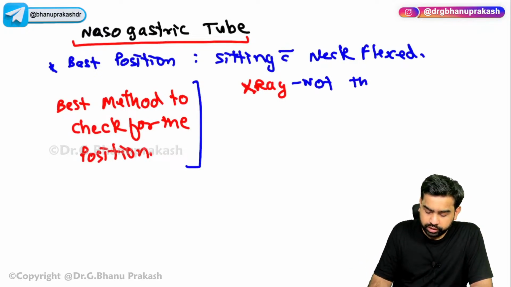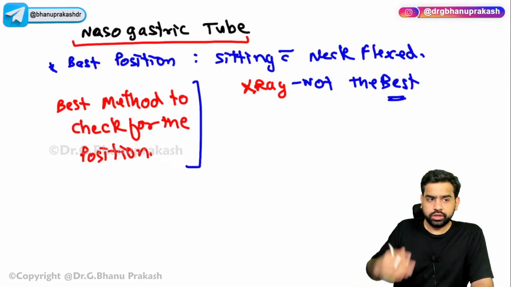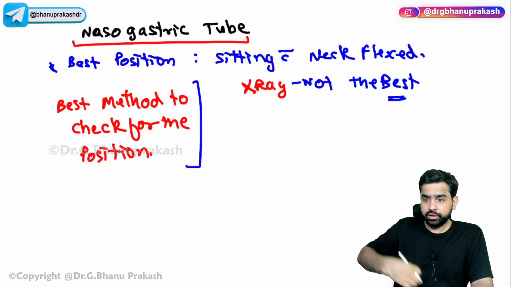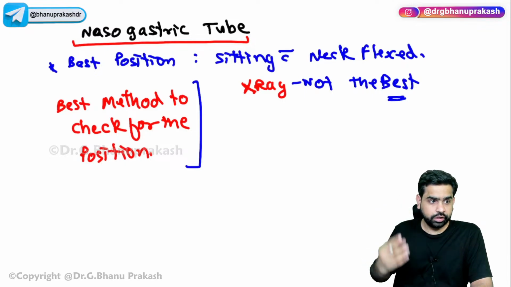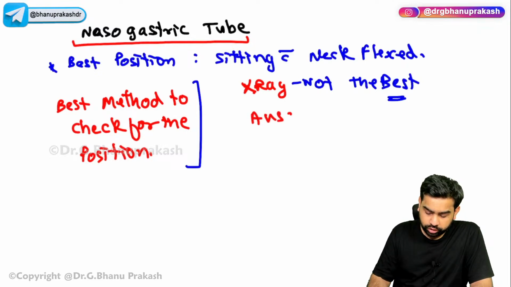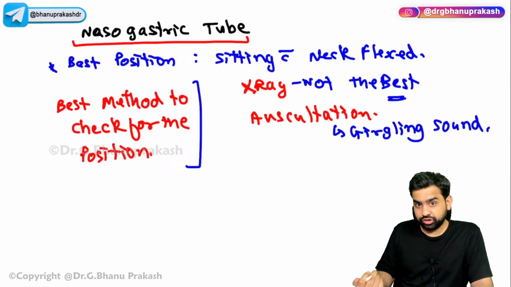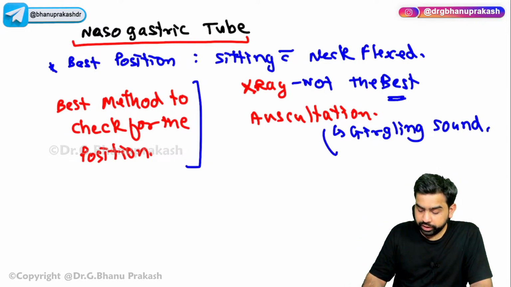Well, it can be done, but it is not the best one. What else can you do? Aspirate, yes. After aspirating, what? Nobody is thinking that we can push air from here and auscultate for the gurgling sound? Yes, absolutely right. Another option we have is auscultation of the gurgling sound when you push air through the nasogastric tube. But again, that is not the best one. Yes, this can be done, but it is again not the best one.